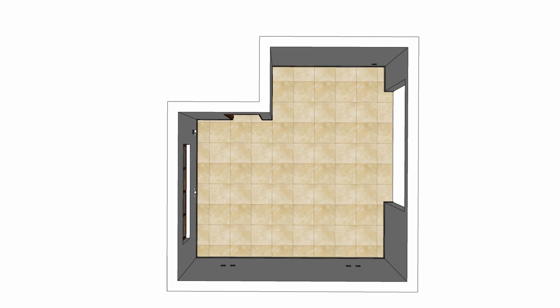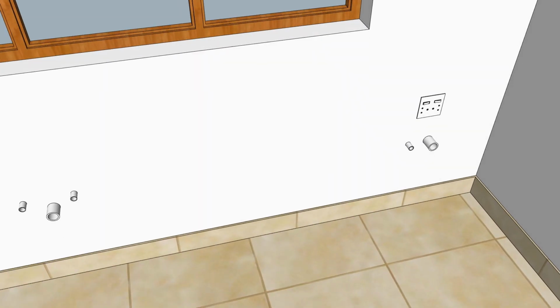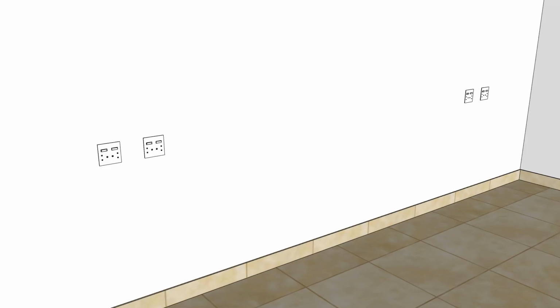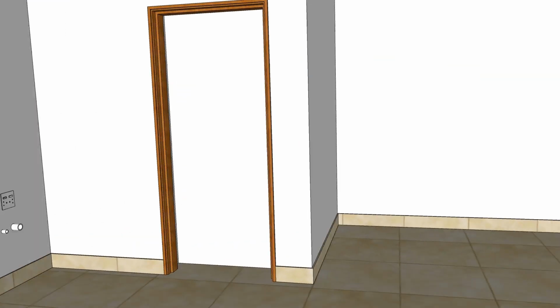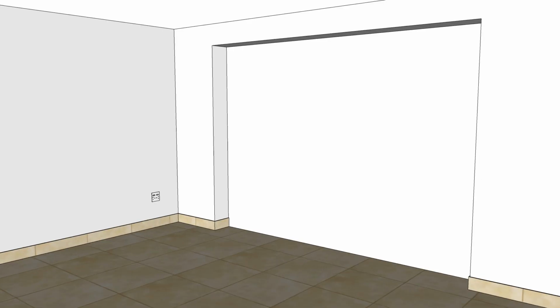Hello everyone. In this tutorial, I'll show you how to measure a room for a kitchen installation. This is the example room we'll be using. It's a typical kitchen and I'll show how to measure walls, windows, doors, ceiling height, and electrical and plumbing points.